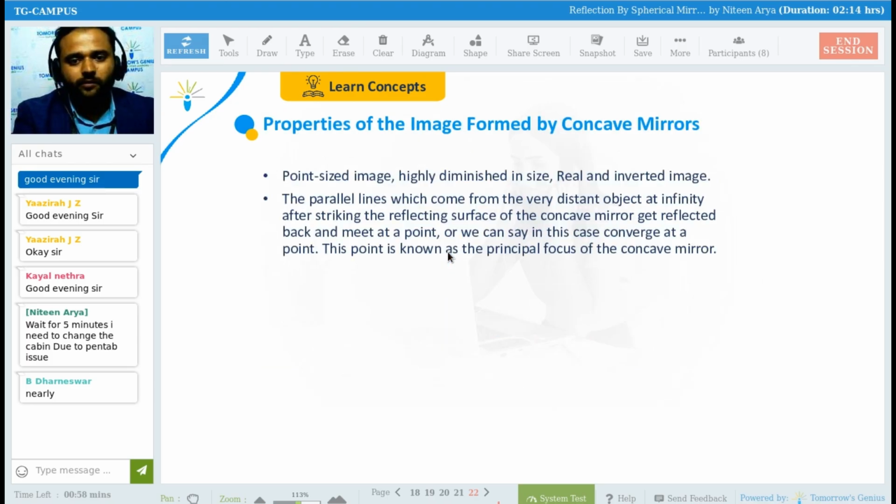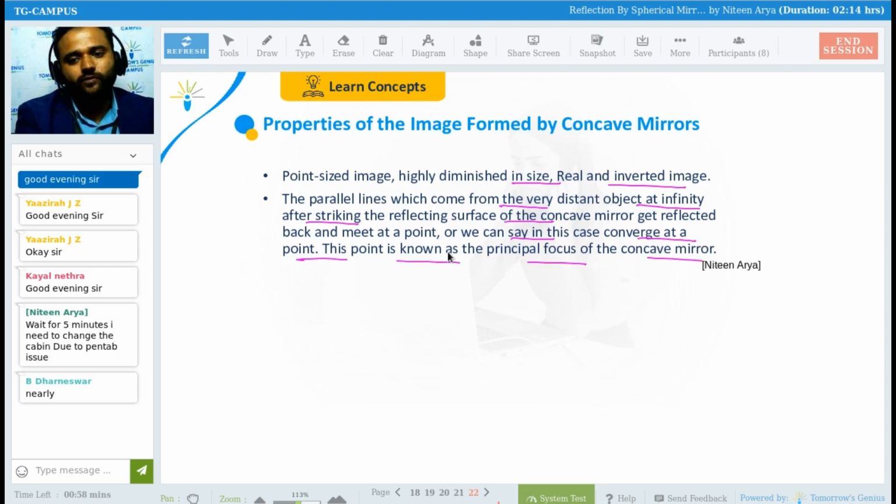Now properties of image formed by a concave mirror. We are going to discuss this quickly. So what it is: point size image, highly diminished in size, a real and inverted image. The parallel lines which come from the very distant object at infinity, after striking the reflecting surface of the concave mirror, get reflected back and meet at a point, or we can say in this case converge at a point.